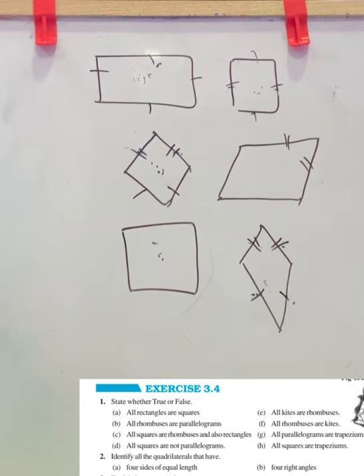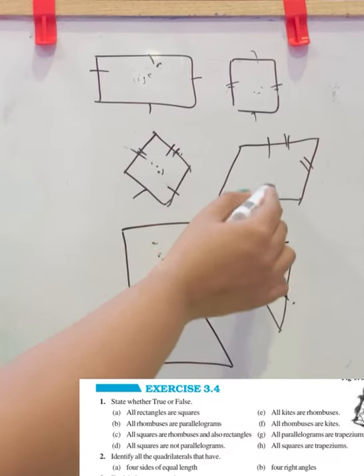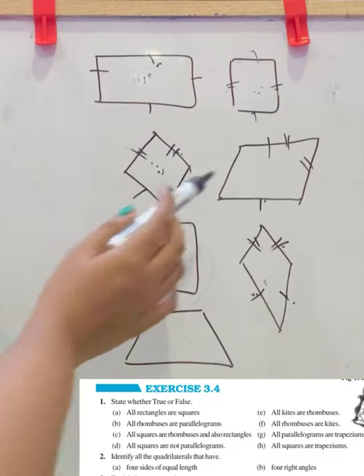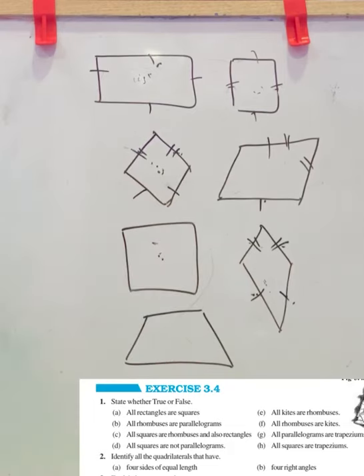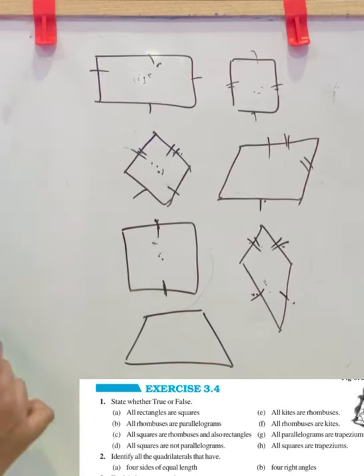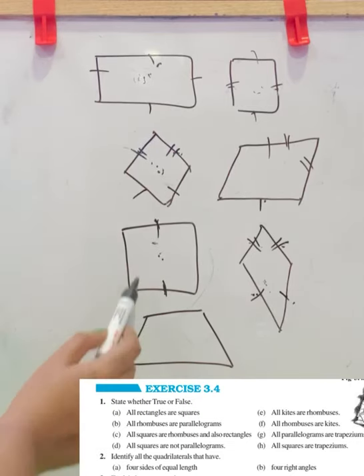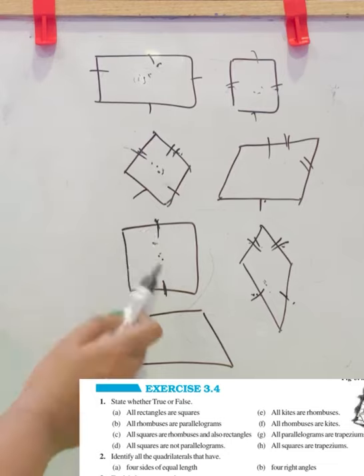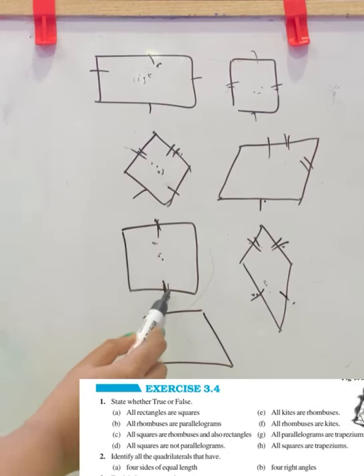Next, all parallelograms are trapezium. Yes, in a trapezium, the condition was either one of the side be parallel. In a parallelogram, yes, it is parallel. So, we can say all the parallelograms are trapezium. Next, all squares are trapezium. Yes, in a square, any of the pair is parallel. In a trapezium, it is the only condition. At least one pair should be parallel. Yes, in a square, at least one pair is parallel. So, it is a trapezium too.